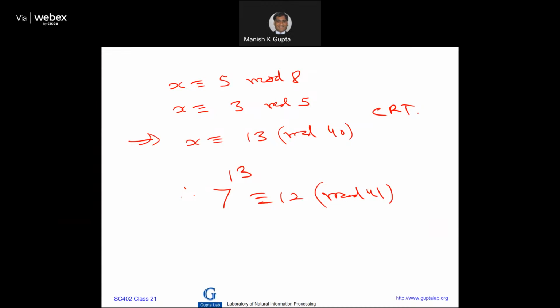So this is just one approach. So basically now x is equal to 13 in this case. I am going to tell you one other method, which is known as the index calculus method.